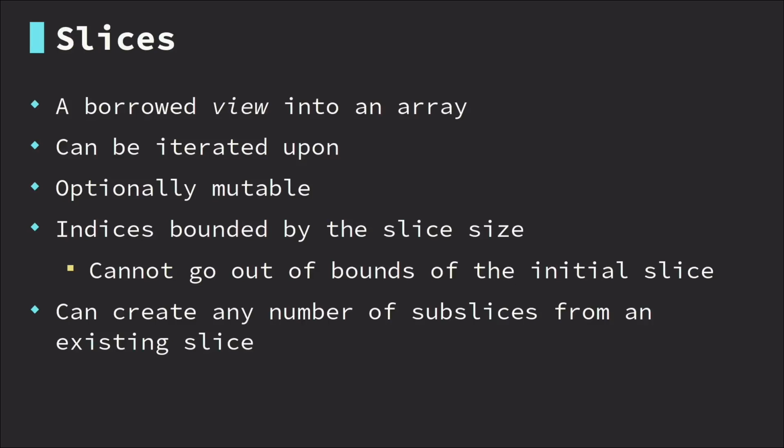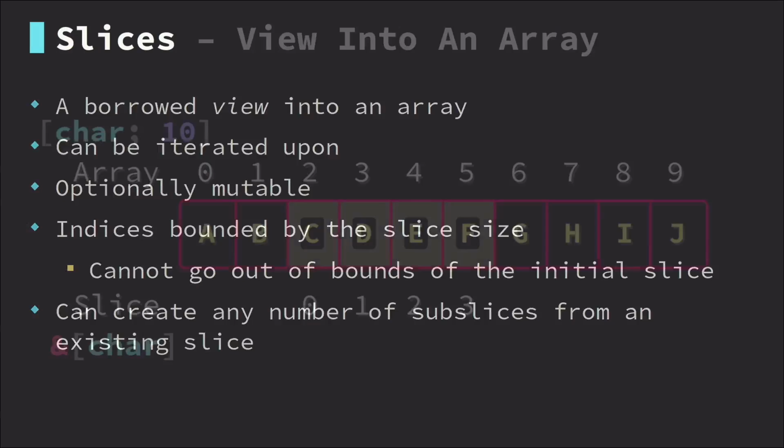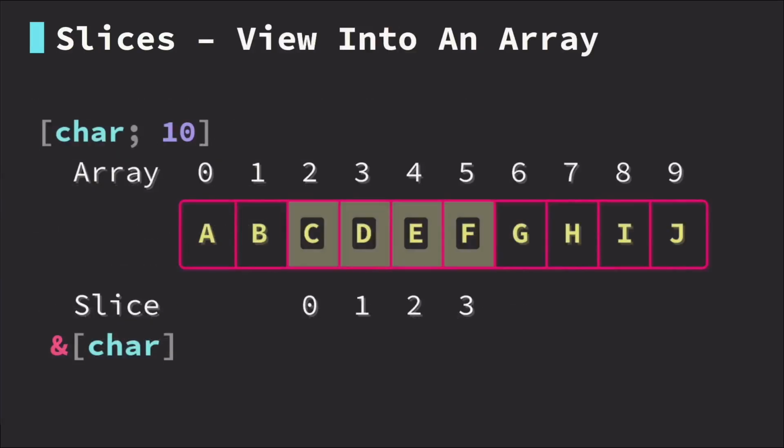Let's take a look at some more details to help solidify our understanding. Here is a visual representation of an array and a slice. So here we have a 10-element character array, and here are the indexes of that array. Down here we have a slice into a character array, along with the indexes of the slice. So as you can see with the array, it starts at 0, ends at 9, and we have all of the data nice and contiguous.